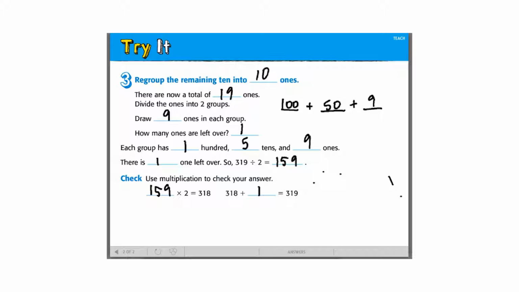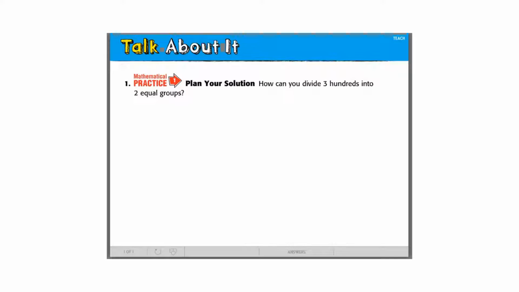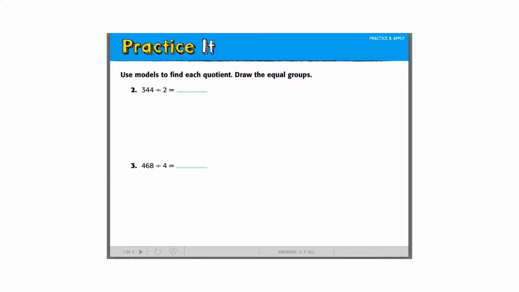So today's lesson is not that much different than the lesson that we did before, except the numbers are bigger and we're using 100 blocks this time. Last time we only used tens and ones. So it's going to be more. I wouldn't say it's going to be easier, just a little bit different. So we're going to do this one together. Turn to the practice it page.